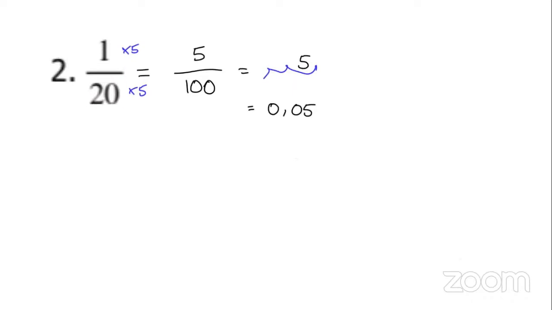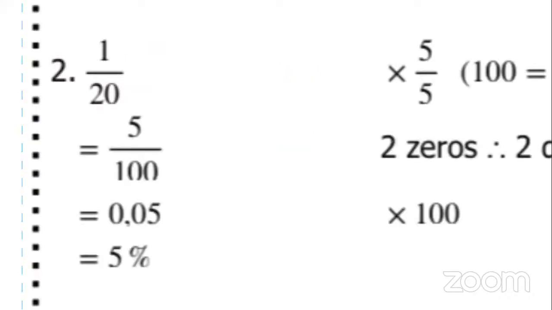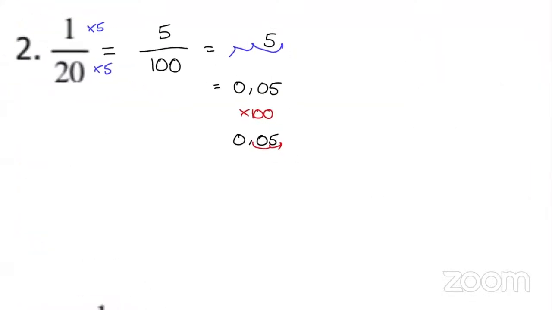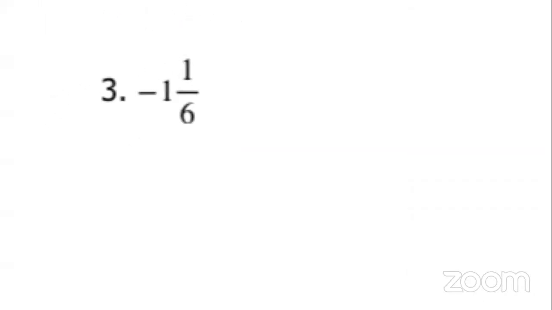Okay. Then if I want to convert it to percentage, I need to multiply by 100 again. So I move the decimal 1, 2, and that becomes 5, which is in percentage. So 5%. This method works well. Let's look at the next one.